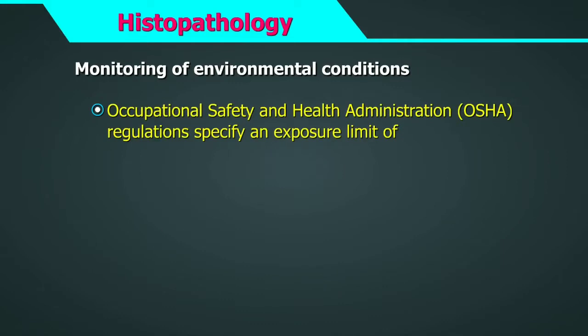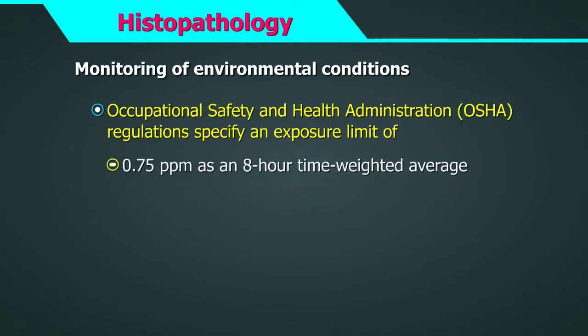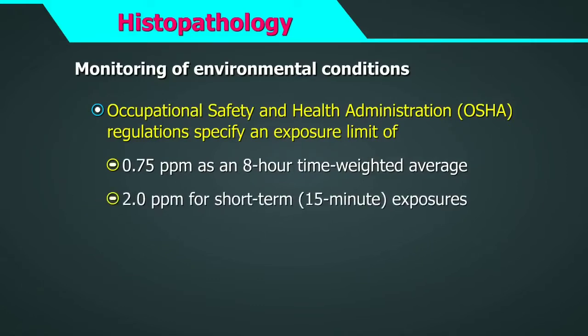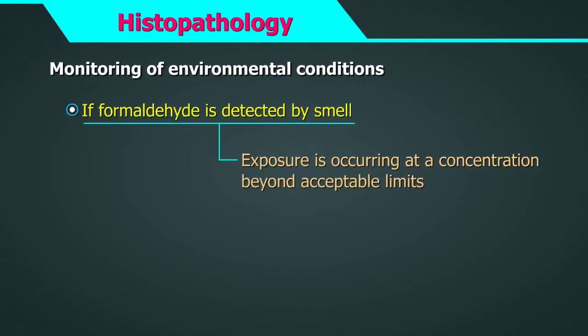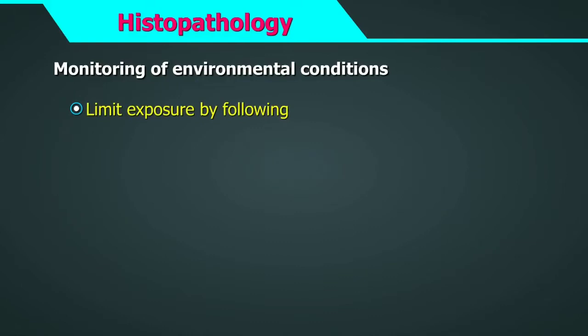Occupational Safety and Health Administration regulations specify an exposure limit of 0.75 parts per million as an 8-hour time-weighted average and 2 parts per million for short-term exposures. If formaldehyde can be detected by smell, it likely means that exposure is occurring at a concentration beyond acceptable limits. Limit exposure to formaldehyde in the following manner.